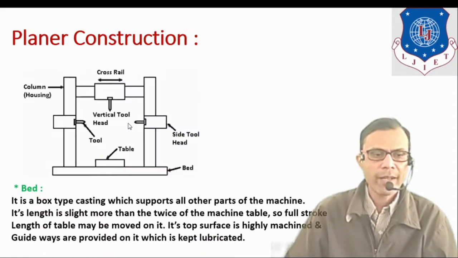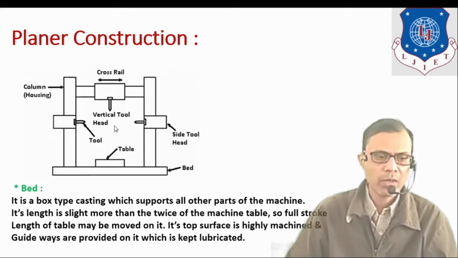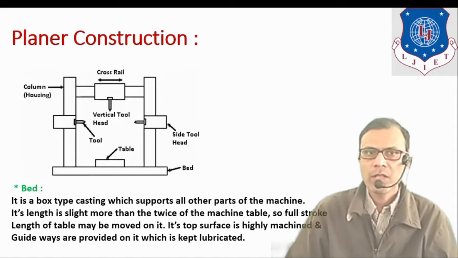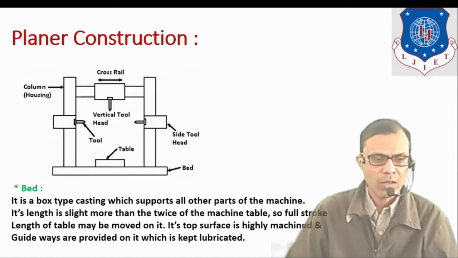It is a block diagram of this machine. In a block diagram, it is necessary that all the parts should be shown, but here this diagram is made simplified. So we can see all the parts are shown here. Now let us understand what the different parts of this machine are and what the function of each and every part is. So this component at the bottom side is known as the bed.